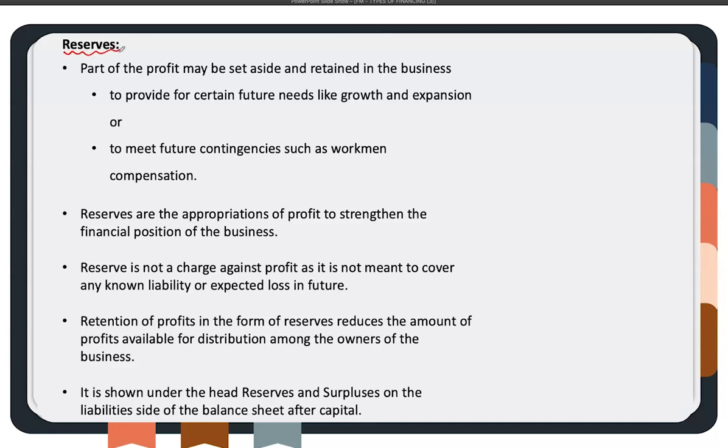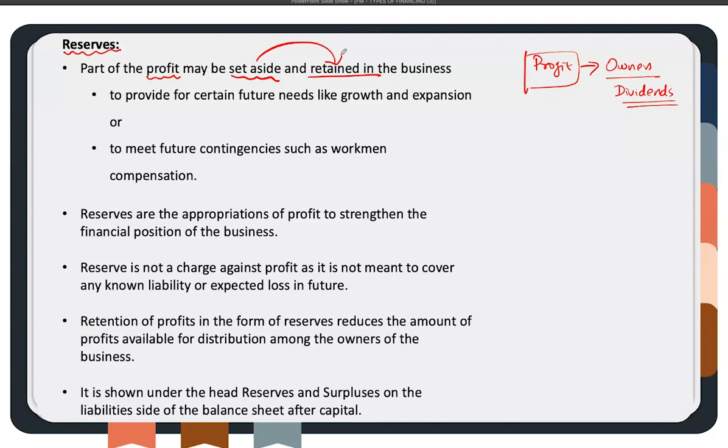Let's understand about reserves. What do we mean by reserves? These are all basically part of profits which are set aside and retained in the business. See, generally when a business makes a profit, it is basically for owners, and if the management feels, they can distribute all the profits to the owners in the form of dividends. But instead of distributing all the profits, some profits are going to be set aside and retained in the business.